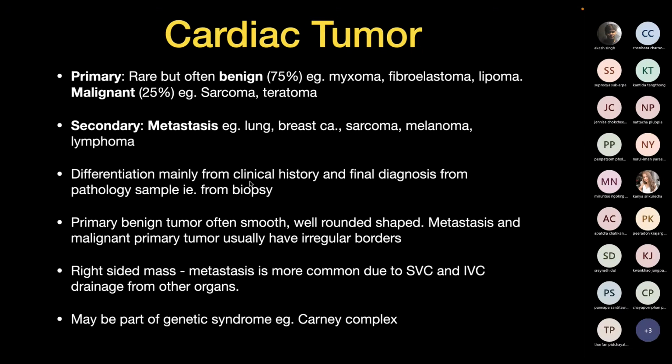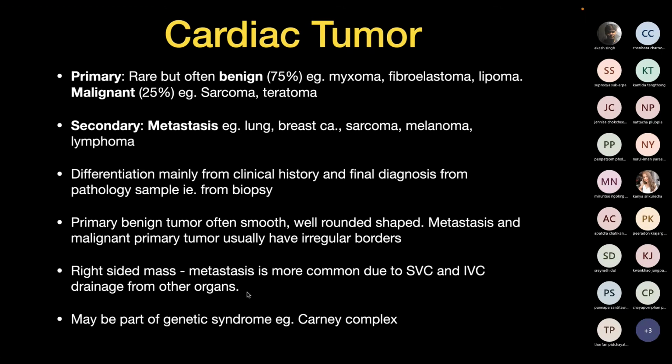The way to differentiate it from echo, so the way to diagnose it for sure is to remove it or get a tissue sample from it to look at the pathology of it. But from echo, we can look at the appearance of it and make a good judgment whether it's primary or secondary. For primary benign tumor, it's usually smooth and well-rounded, whereas metastasis is usually very disgusting and it can be huge and it can be irregular and invade into other areas as well.